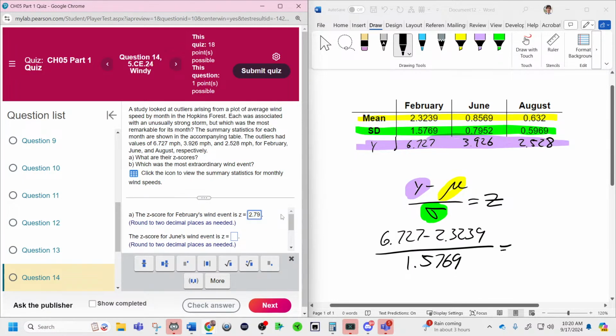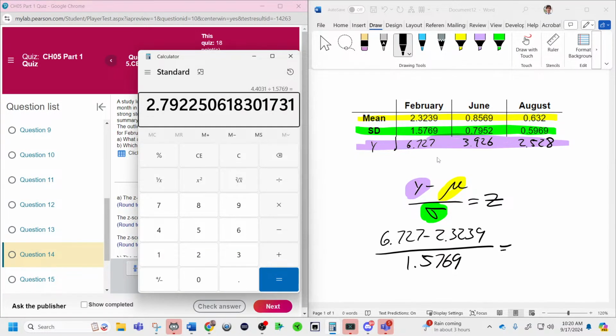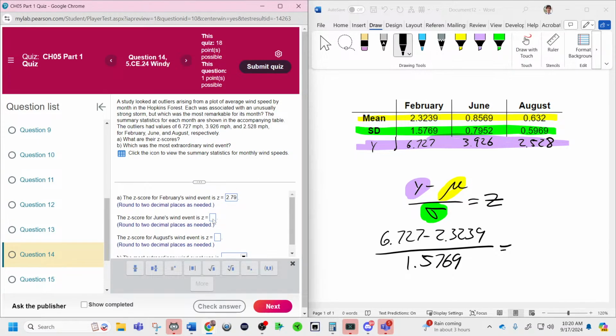We're going to do the same sort of thing. We're just putting in the numbers of observation. Remember, the observation is going to go to 3.926. We're just plugging in the observation for June minus the mean of June, which is the yellow number for June. And then observation minus mean over the standard deviation, 7,952. And we get a much higher z-score by basically one higher.